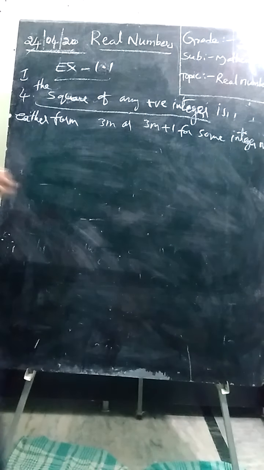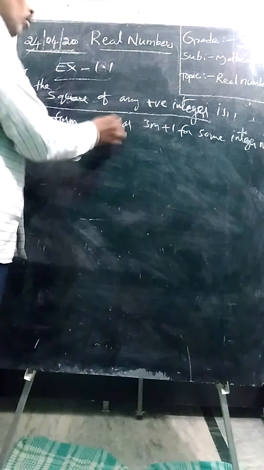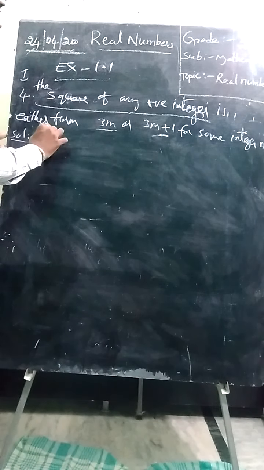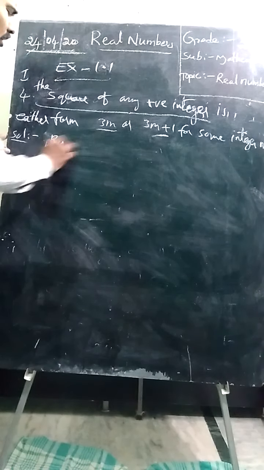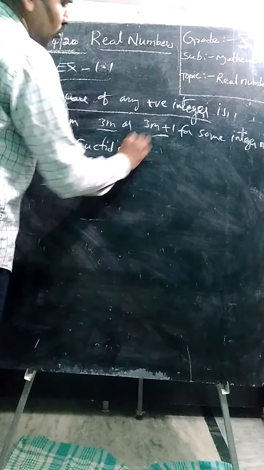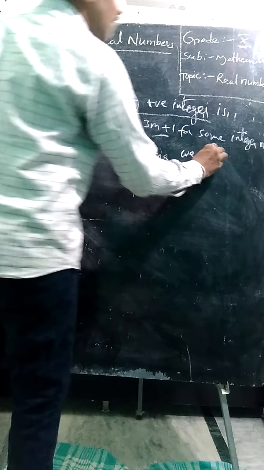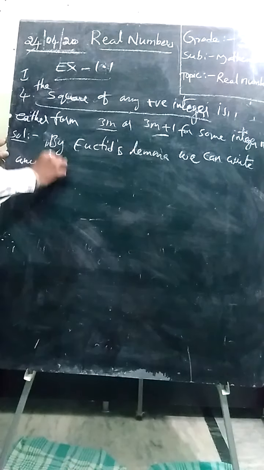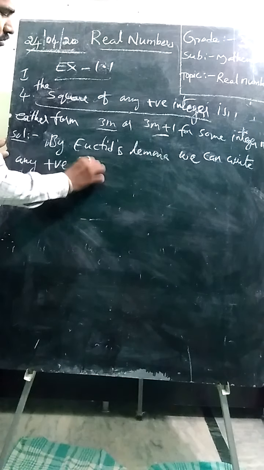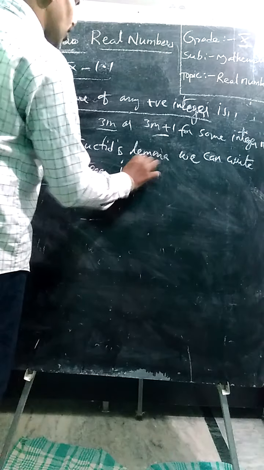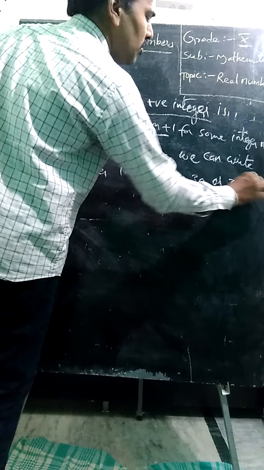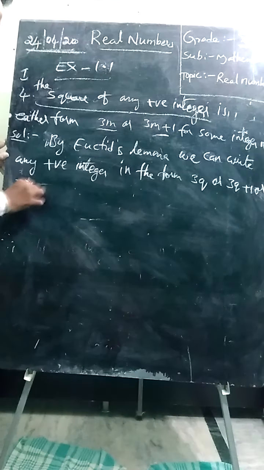So first we should write it in the form of 3m or 3m plus 1. Students, when to show it is in the form of 3m, we can write by Euclid division lemma. Students, listen carefully, by Euclid's lemma or division algorithm, we can write any positive integer in the form 3q or 3q plus 1 or 3q plus 2.